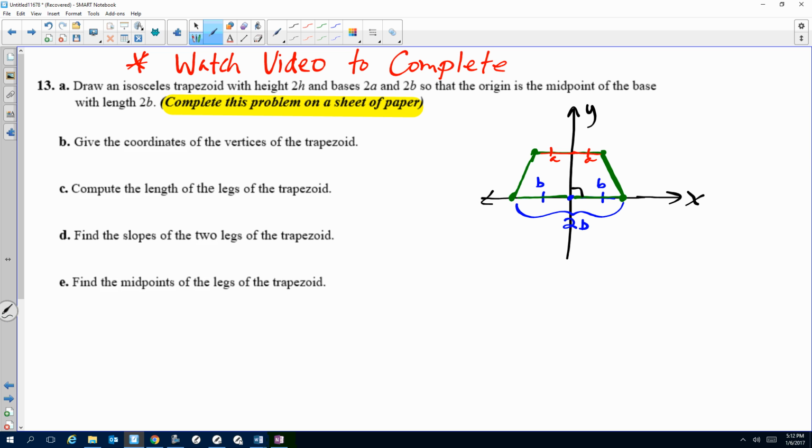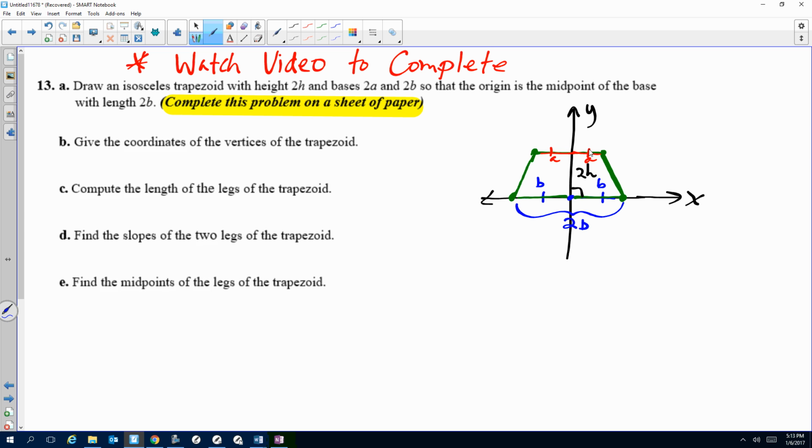So I know the y-axis is going through the origin. It's perpendicular to the x-axis. So that height right there is going to be 2h. Okay, the height is going to be 2h. So they want us to give the coordinates of the vertices for the trapezoid. Since it's at the origin, we have reflexive, so that's equal distance from that origin, and we have points of symmetry.